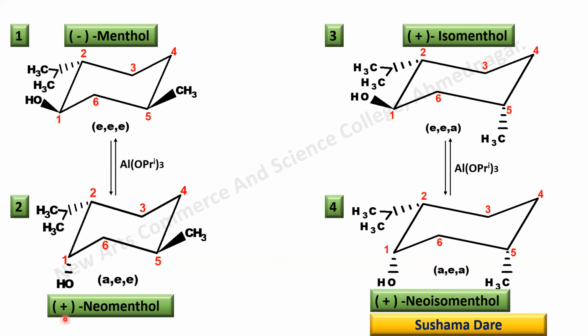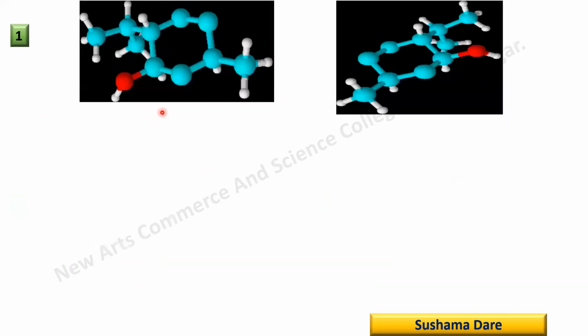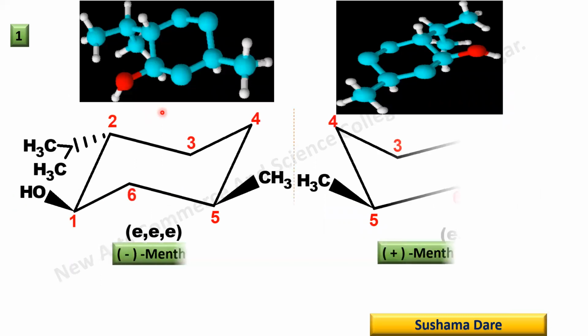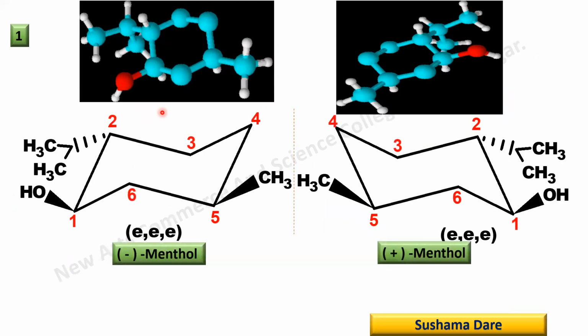So the term neo is used for the orientation of the hydroxy group. In the neo term, the orientation of the hydroxy group is axial, while the iso term is used for the orientation of the methyl group. Iso means if the methyl group is axial, then it is termed isomenthol. While in menthol, the negative menthol, all the groups are equatorial. So this is the first structure, that is negative menthol.